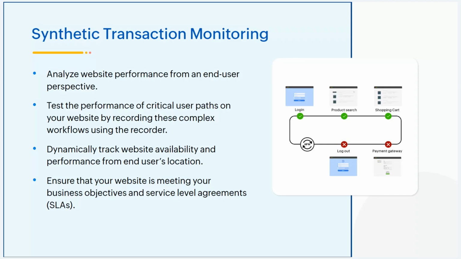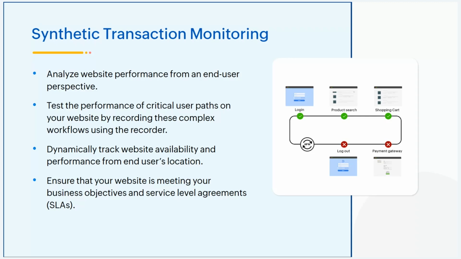This involves assessing the website's performance as experienced by a typical user, which helps identify issues that might otherwise go unnoticed. So you can test the performance of critical user paths on your website by recording complex workflows using the web transaction recorder. For example, consider the process of navigating an e-commerce website, logging in, searching for a product, adding it to the cart, proceeding to the payment gateway, and logging out.